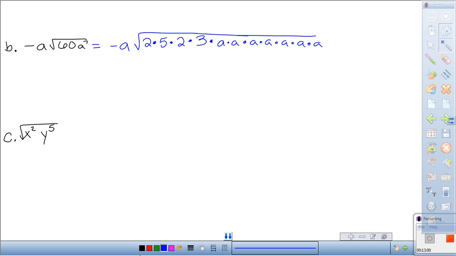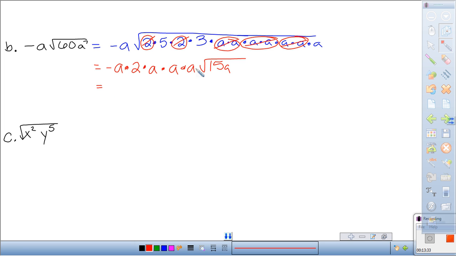And then again, just pull out the pairs. So I have, let me bring down this negative a times, because everything's multiplication. So everything I pull out, I multiply times the negative a. So I have a pair of 2's. 2 times 2 is 4. The square root of 4 is 2, so it's out. Then I have a pair of a's. The square root of a squared is a. Another pair of a's. The square root of a squared is a. And another pair of a's. So the square root of a squared is a. And then what's left inside? 5 times 3 times a, so the square root of 15a.